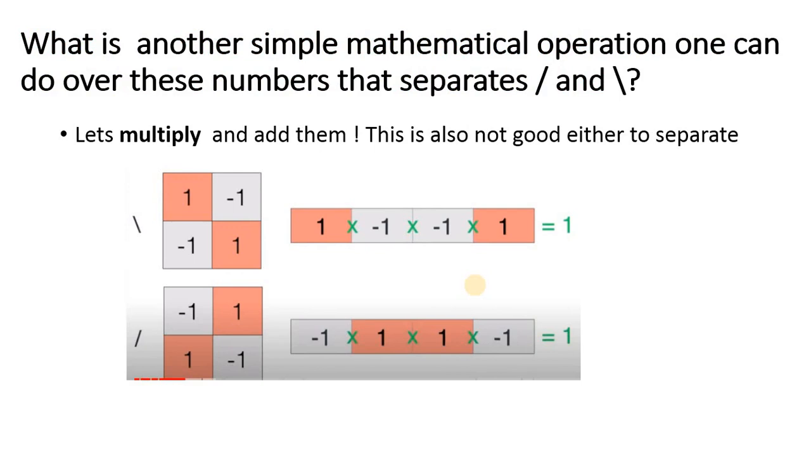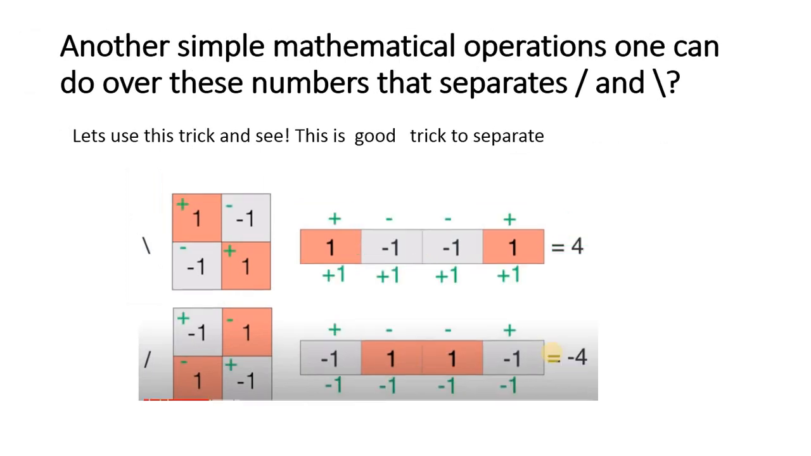So what is another simple mathematical operation one can do over these numbers that separates the forward slash and the backward slash? Let's multiply them and add them. So you can see that you are basically doing a multiplication and then adding them. You are getting a number 1, and the below case also you are getting 1. So this is also not a good method to separate.